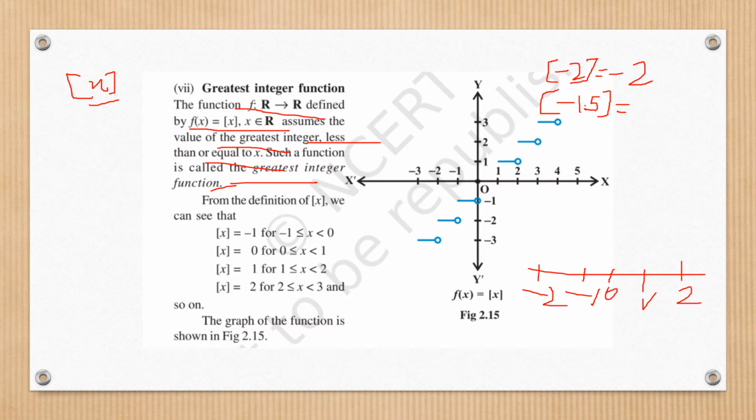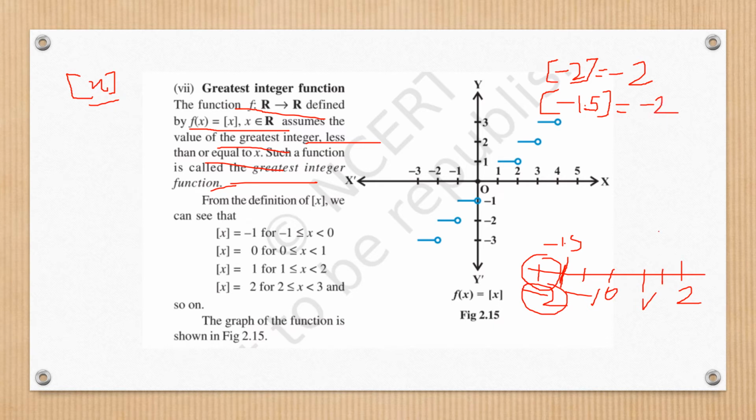Now what will be the value? Where is minus 1.5 lying? Here, between minus 1 and minus 2. Now you have to look for the integers which are towards the left of this. So minus 1.5 is somewhere here. Which integer is towards its left? It is minus 2. See, so the answer is minus 2.